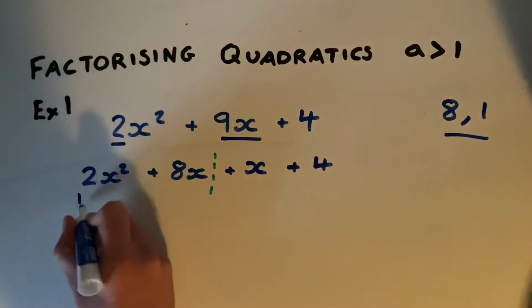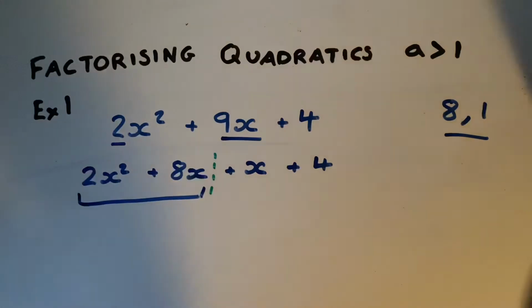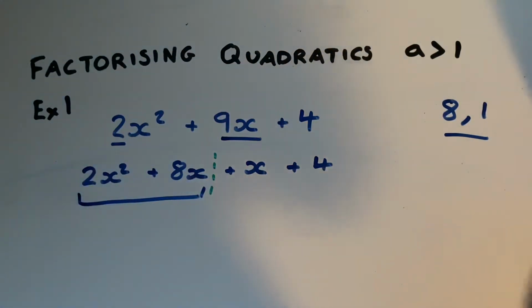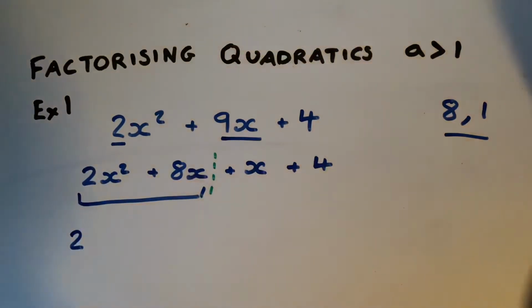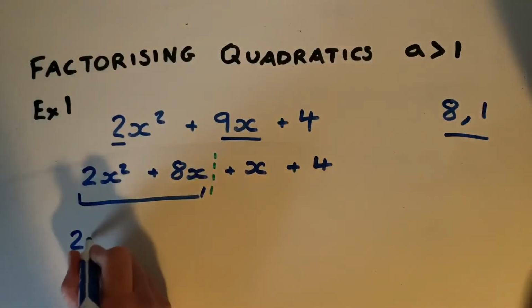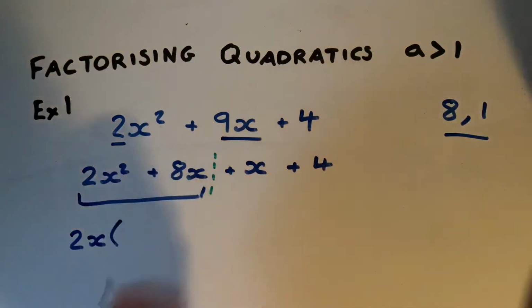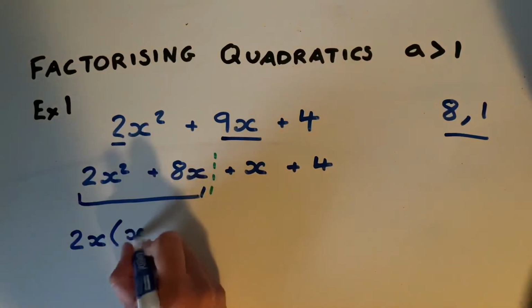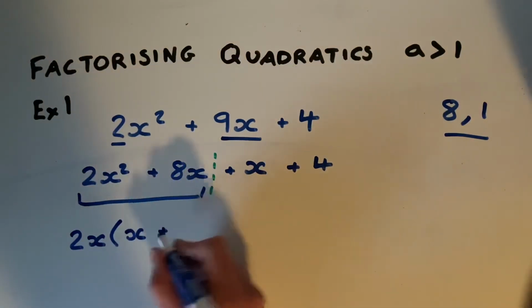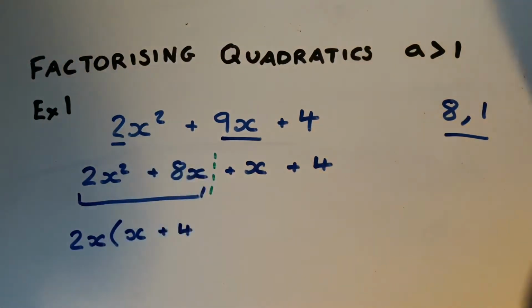So let's take a look at this side first. 2x squared plus 8x, what's common in both? There's definitely a 2 common in both, so I can take that out. And there's also an x common in both. Perfect. So if I've taken a 2x out of each, that will leave us with an x here and a 4. So x plus 4 left in the brackets. Very good.